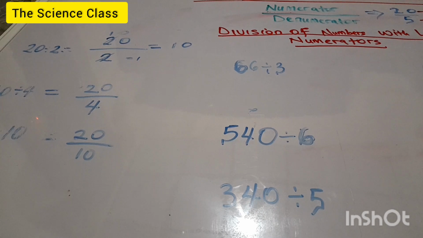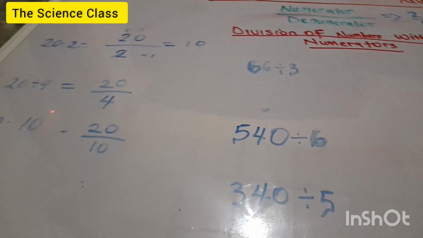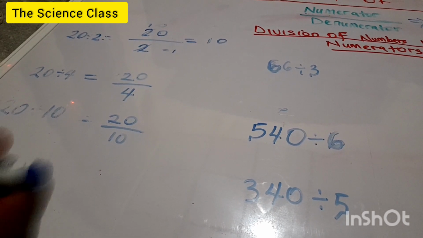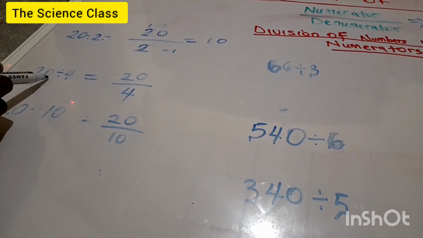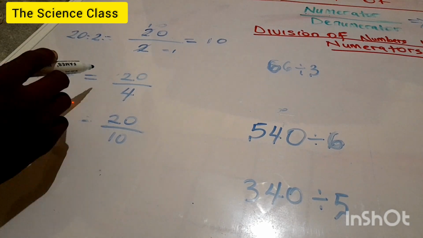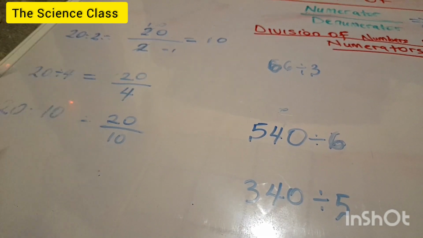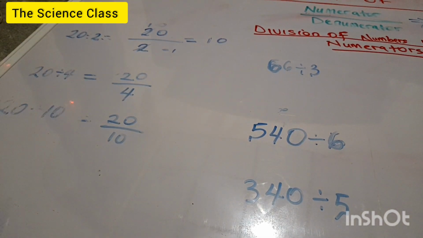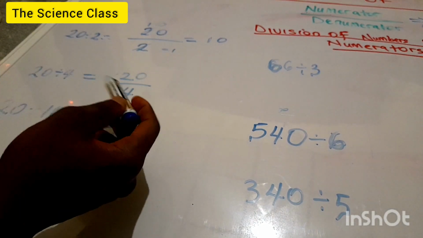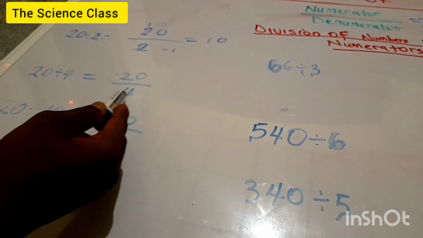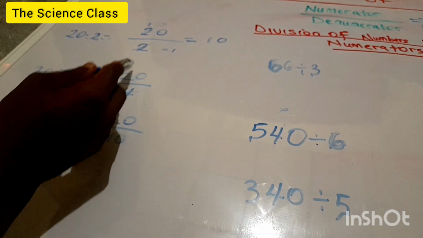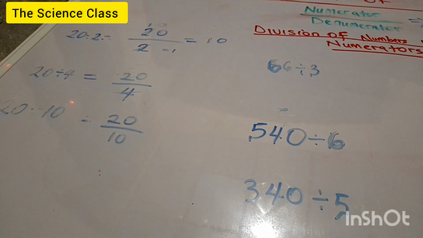Alright. In the second example, we have 20 divided by 4. 20 divided by 4 is also written as 20 over 4. So here we can divide this number straight up by saying 4 here 1, 4 here 5, because from our multiplication table 4 times 5 is 20.